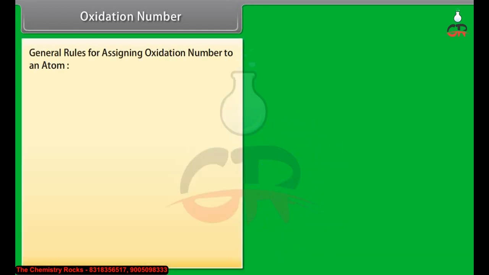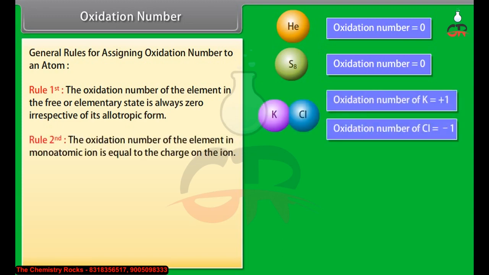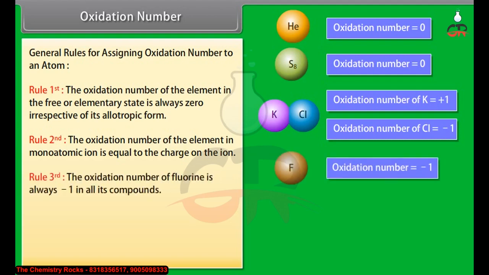General rules for assigning oxidation number to an atom. Rule first. The oxidation number of an element in the free or elementary state is always 0, irrespective of its allotropic form. Rule second. The oxidation number of an element in a monoatomic ion is equal to the charge on the ion. Rule third. The oxidation number of fluorine is always -1 in all its compounds.